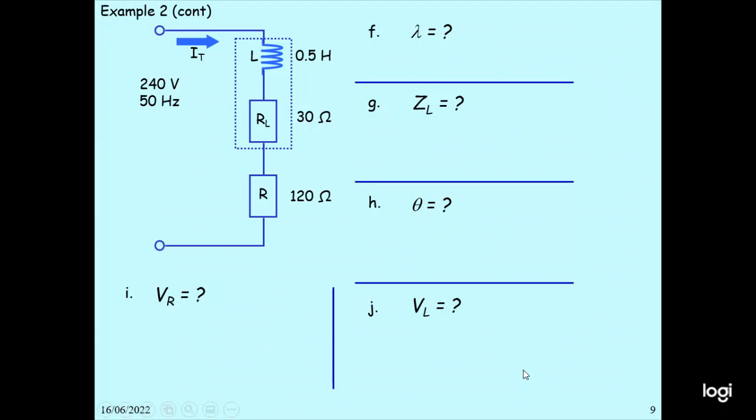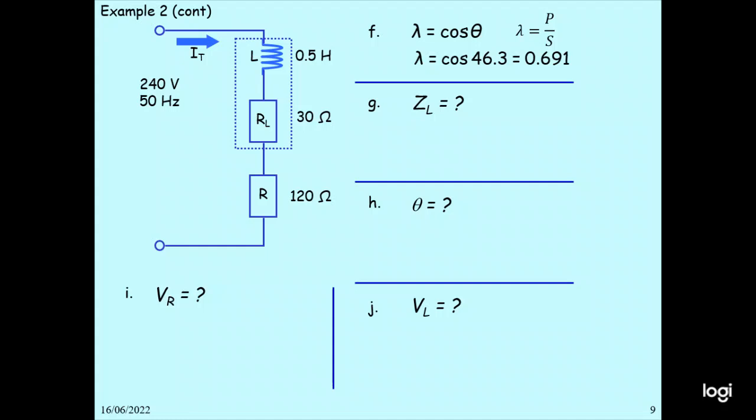So then we also need to calculate the power factor angle. Phi, lambda, ZL have to be calculated, theta have to be calculated, VR and VA have to be calculated. So in this case, the lambda is the real power divided by the apparent power. Then we calculate the cos theta equal to 46.3 degree. So you get 0.691.